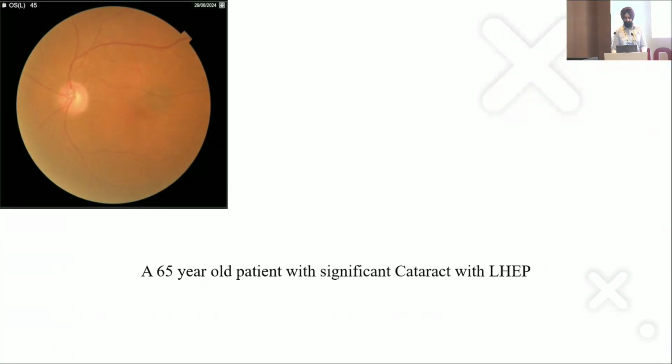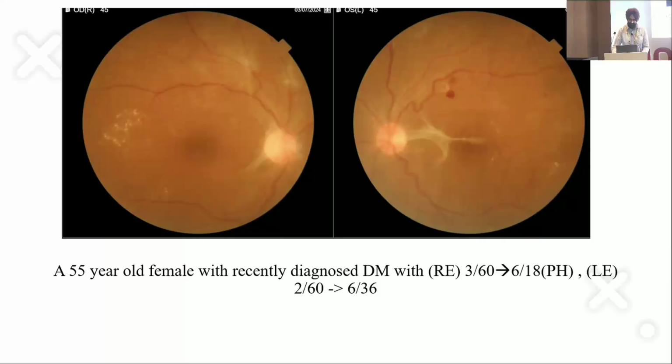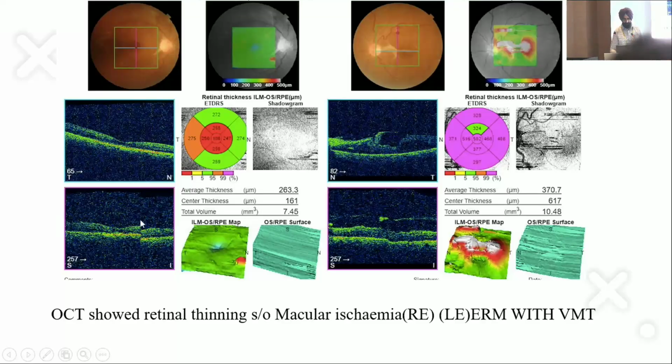Another 65-year-old female came with significant cataract. On examination of fundus, she had an ERM with lamellar hole and epiretinal membrane proliferation. So she was advised a combined cataract with vitrectomy. Another 55-year-old female, recently diagnosed diabetic. In the right eye, she had 3/60. On pinhole, she was improving to 6/18. The other eye on pinhole improved to 6/36. We examined fundus, did the OCT. The right eye showed retinal thinning, suggestive of macular ischemia, while in the left eye there was ERM with VMT.